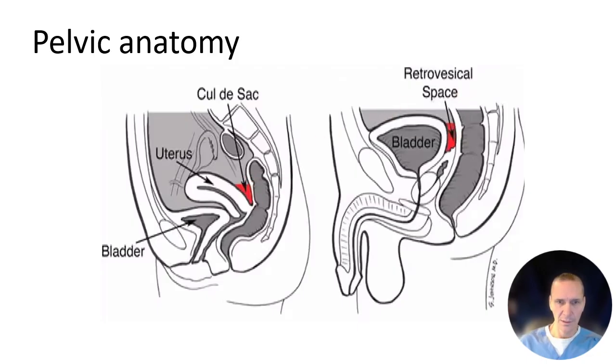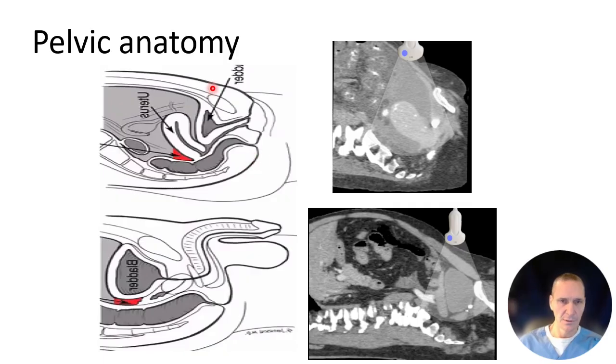And again, this image flipped. We'll be scanning from this area through the bladder. We're looking here. And we're looking here. And this is kind of how the ultrasound probe sits, with the indicator towards the patient's head.